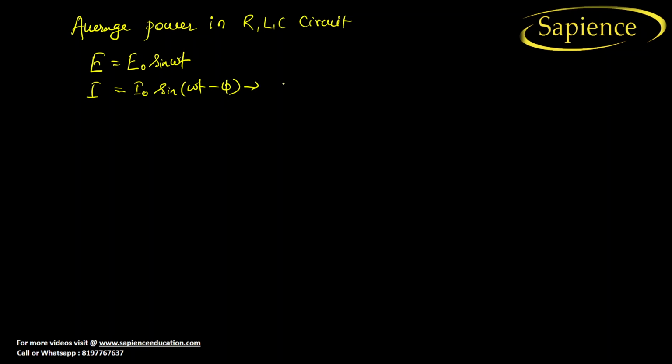Here the current is lagging by an angle phi. Okay. Now let us try to understand why we need to find the average power.